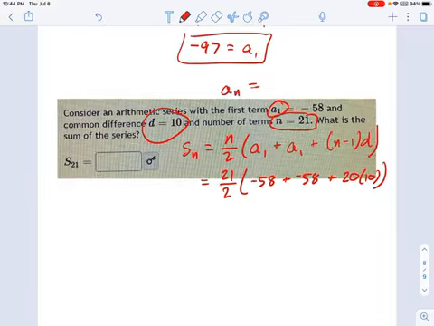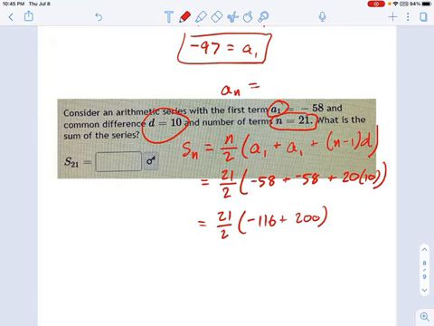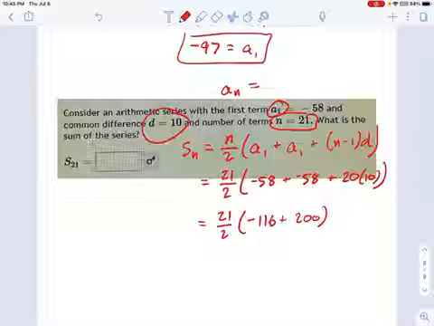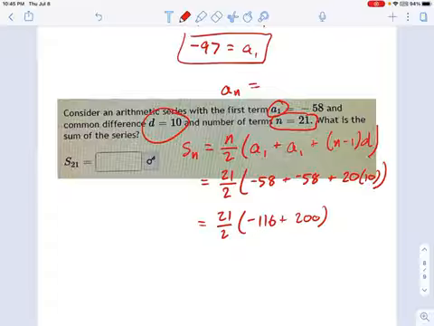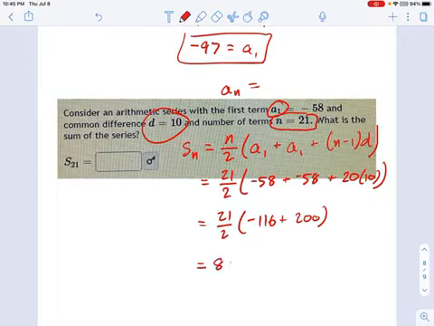Okay, and now we just add it all up. So that's 21 over 2 times negative 58, which is negative 116, plus 200. So 200 minus 116, that's 84, divided by 2 is 42. That's not too bad, but 42 times 21 I do not feel like doing right now. So this is going to be equal to 882 once you plug through the numbers here, and that's S21.